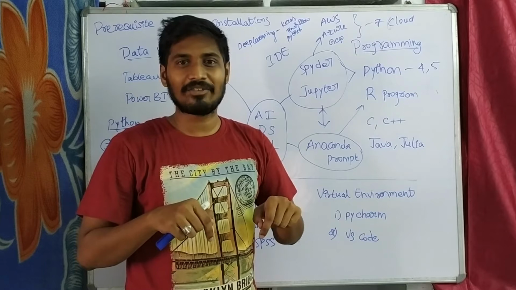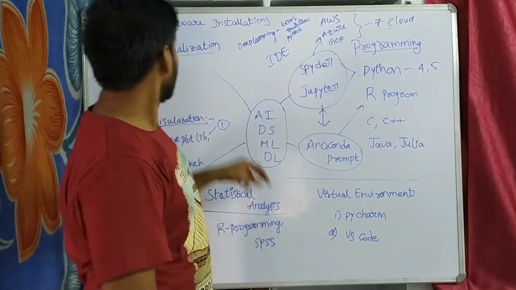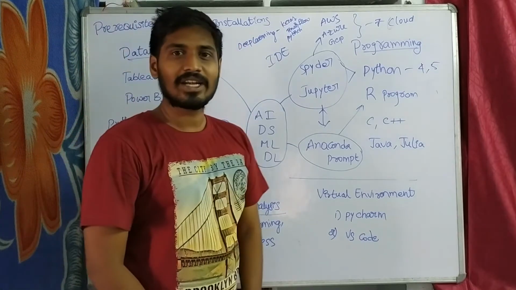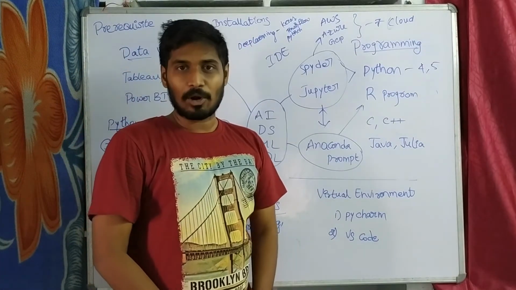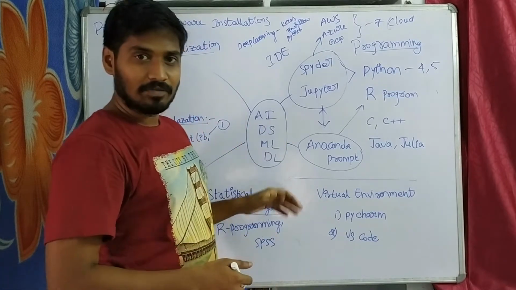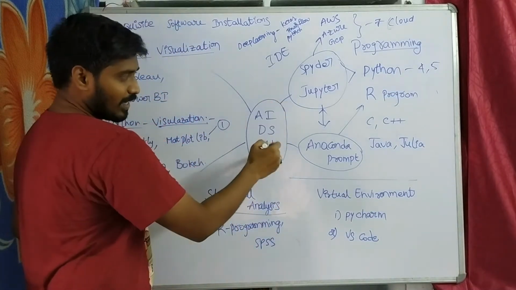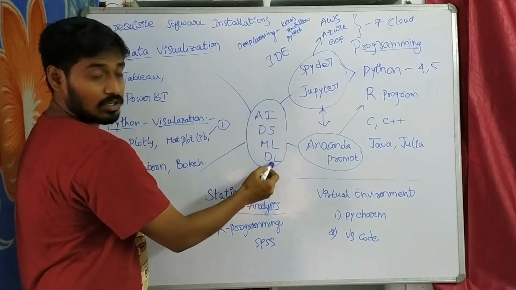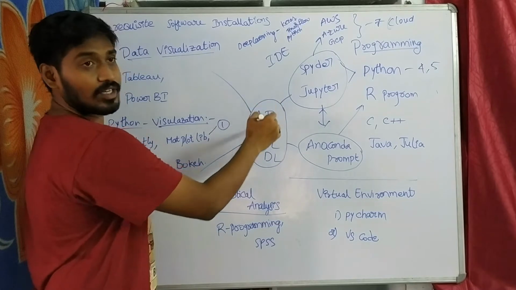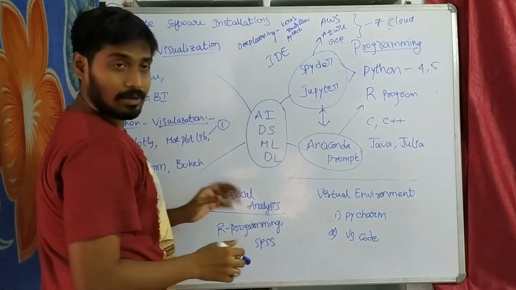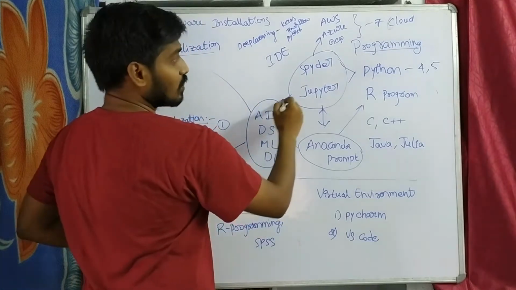Today in this video, we are discussing prerequisite software installations for solving data science and machine learning problems for different applications. As a part of this, one of the first parts is artificial intelligence, data science, machine learning, and deep learning. So what kind of software do we need to install for solving all these kinds of problems? First of all, let us go to the programming part.